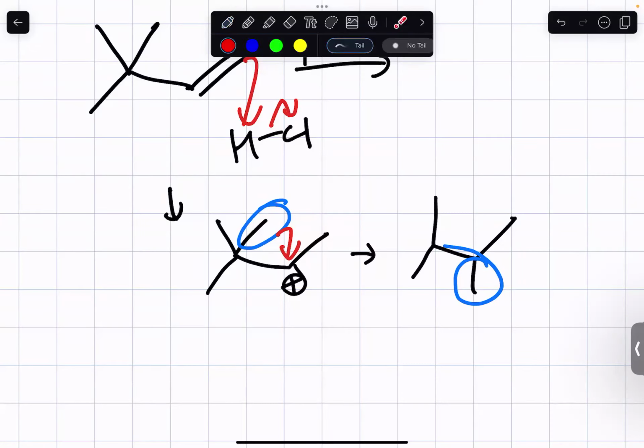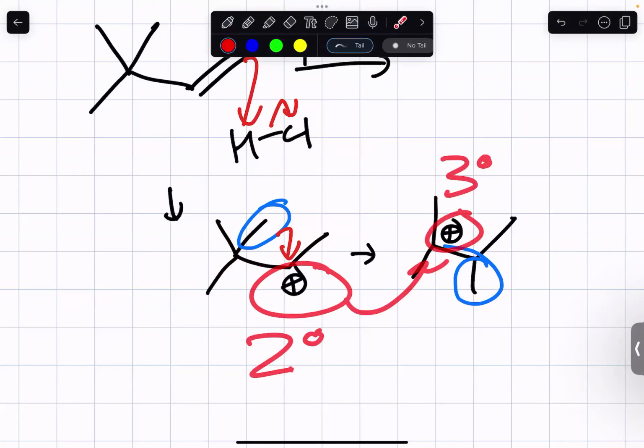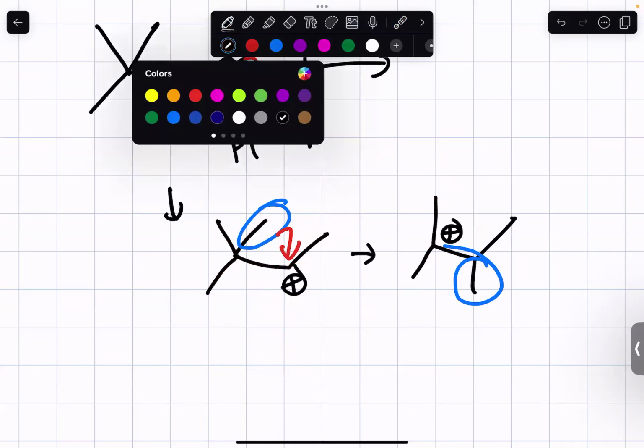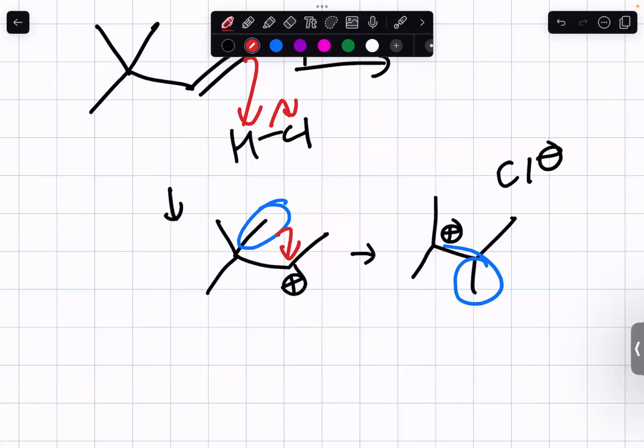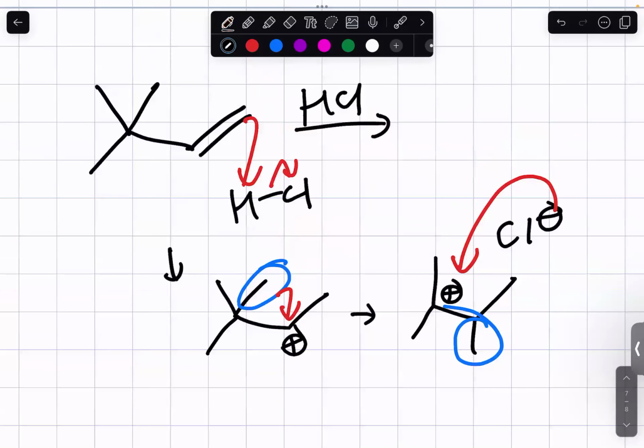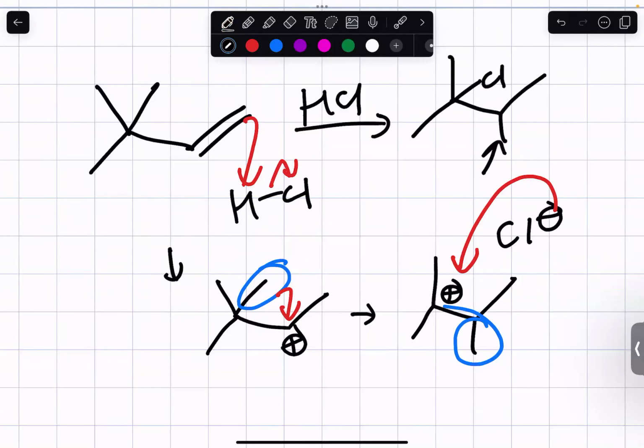This carbon right here lost a bond. Before it had 4 bonds, 1, 2, 3, 4, but now it only has 3 bonds, which is why it has a positive charge now, because it's missing a bond. And that is good because we came from a secondary carbocation to a more stable tertiary carbocation. And then the Cl comes in to attack that carbocation to give us this product right here, right?